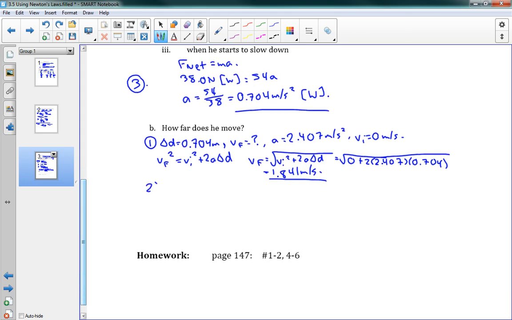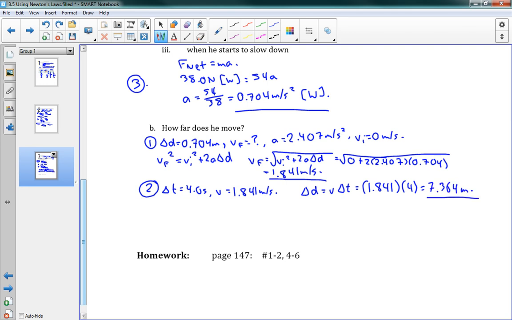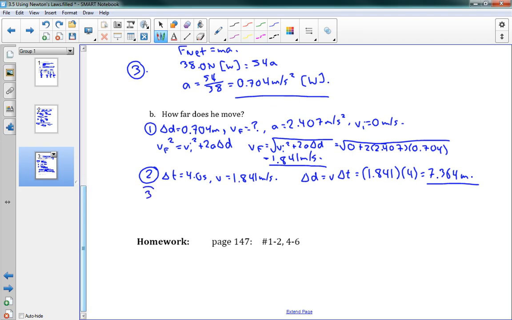Now we needed that for step 2. Step 2, we're told that he's going at a constant speed for 4 seconds. And now we know that his constant speed was 1.841 meters per second. We have the equation delta D equals V delta T. So we've got 1.841 times 4, which gives us 7.364. Perfect. Last step. Well, then we need to put it together.